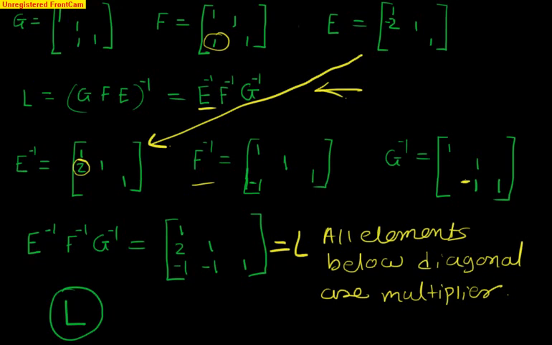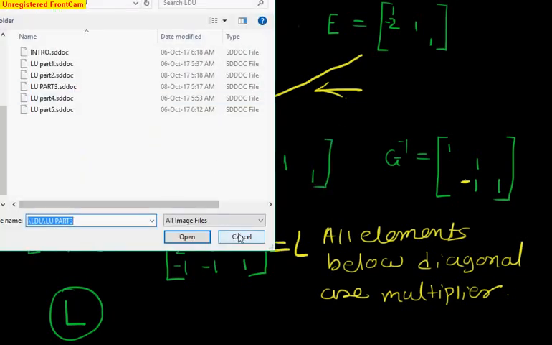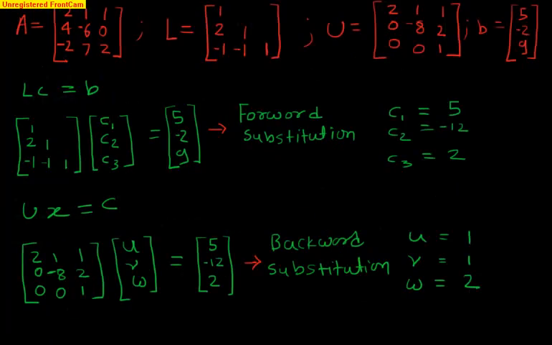Now we have both, we have L, we have U, and we will find out the X. Now we don't need to save. See here, we have A, we have L, we have U, and we have B. That much information we have. Simply, this one is our equation 1, this is equation 2. We'll first find out C. Just write down as usual, C1, C2, C3, L, B.